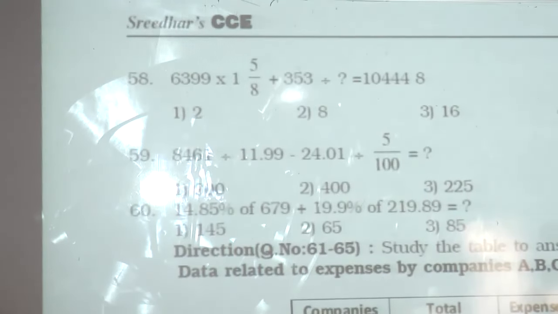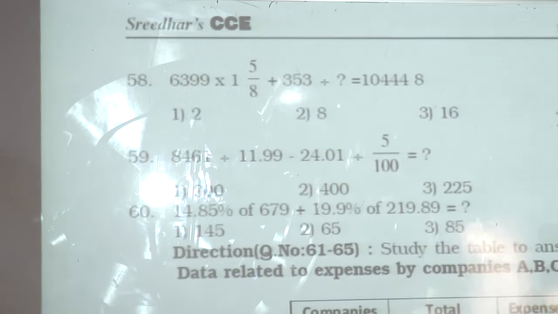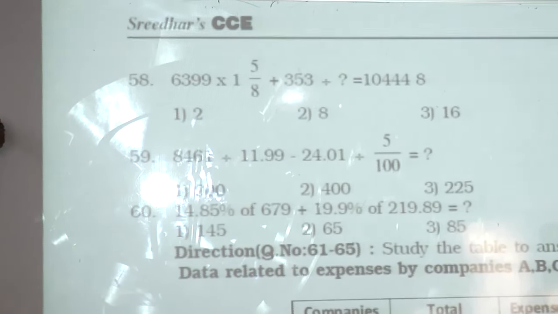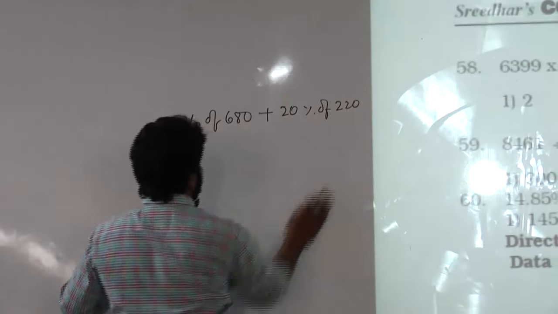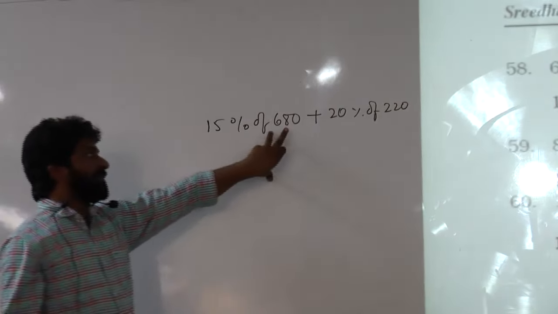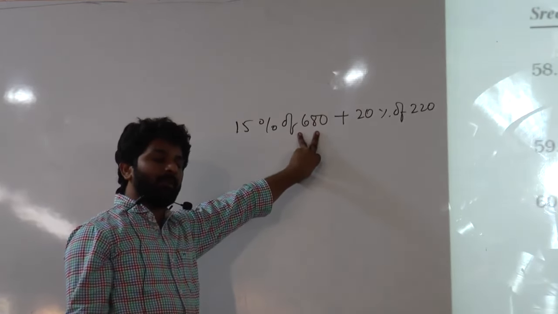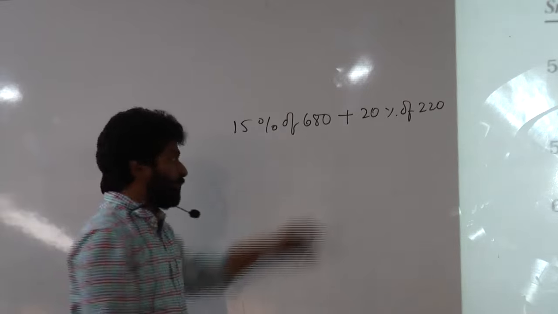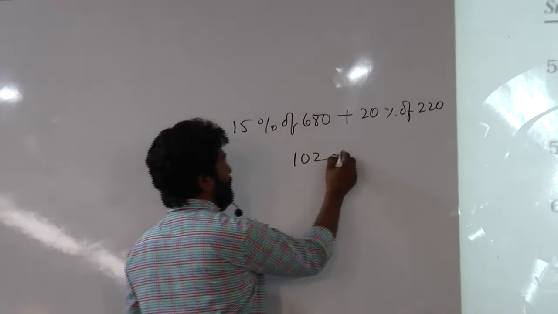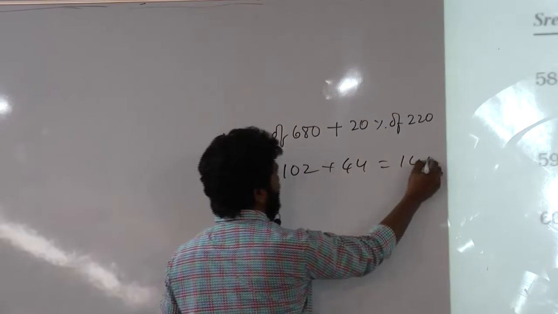Next. 15% of 680 plus 20% of 220. 15% is 10% plus half. 10% is 68, half is 34. 68 plus 34 is 102. This is 102. 10% of 220 is 22, 20% is 44. Answer 146.